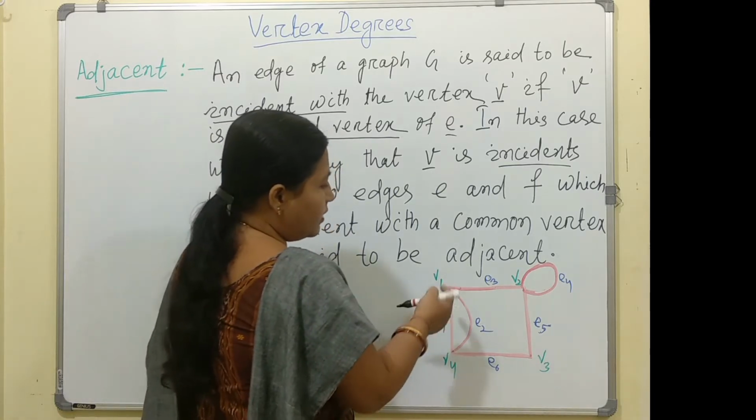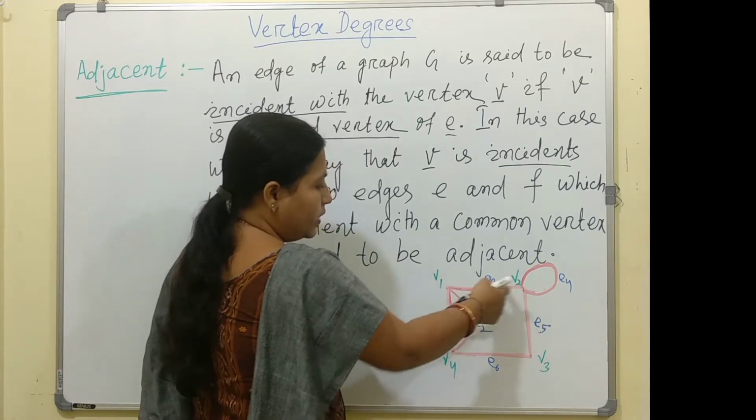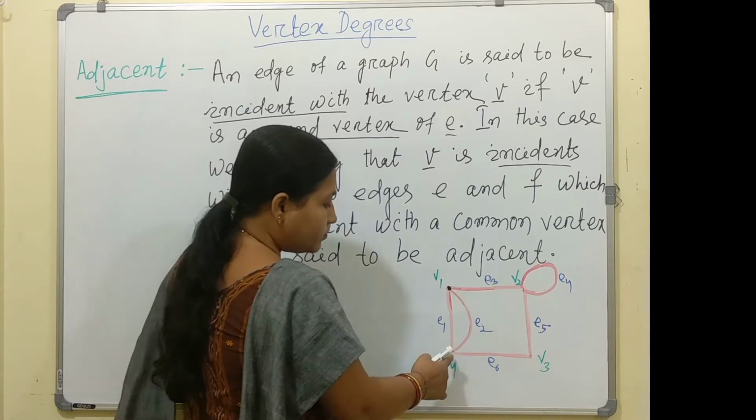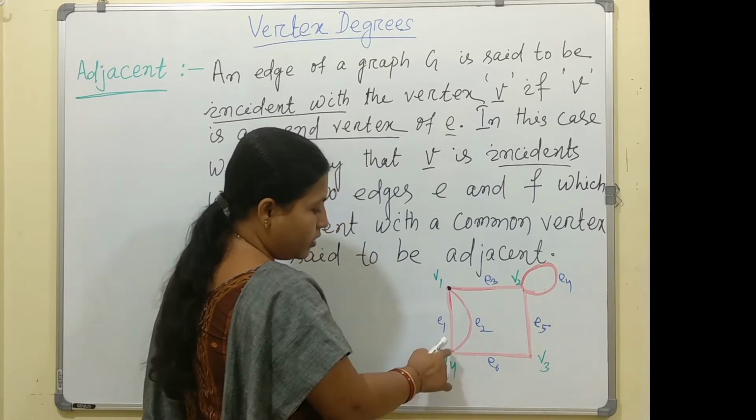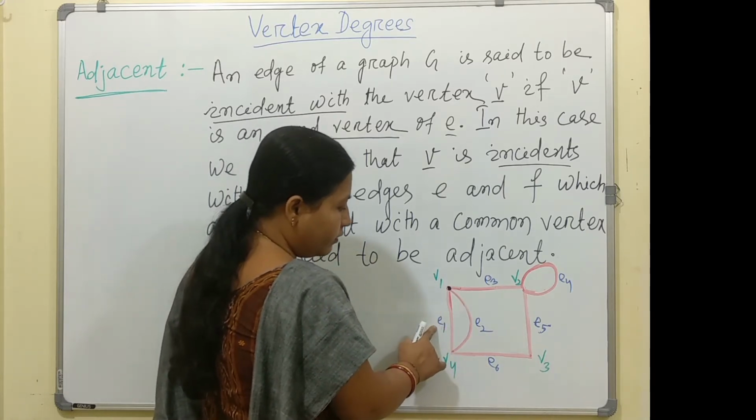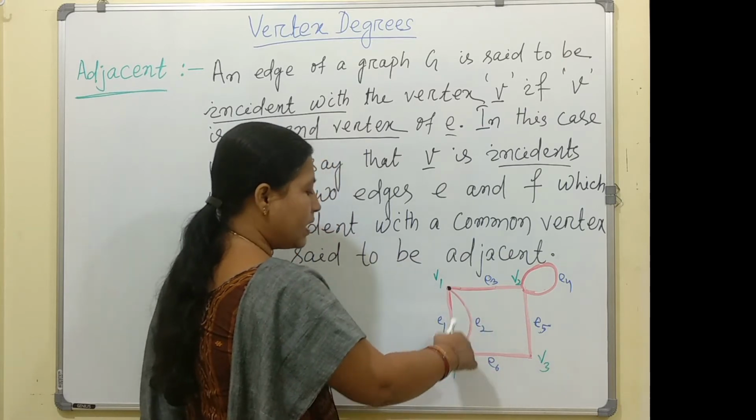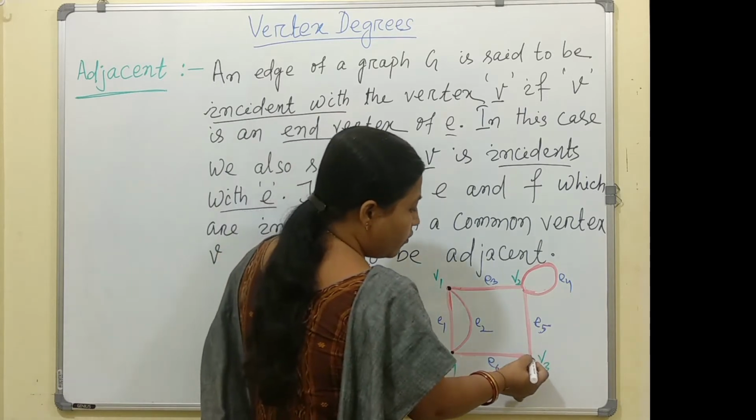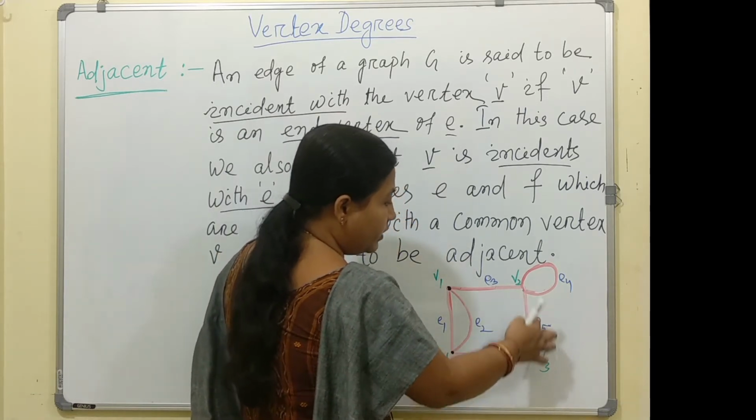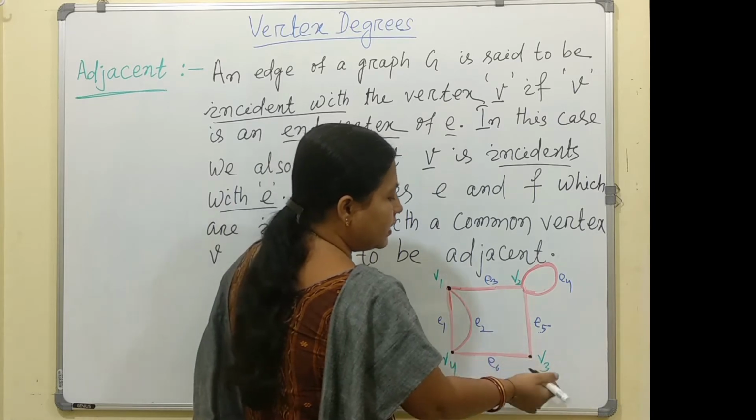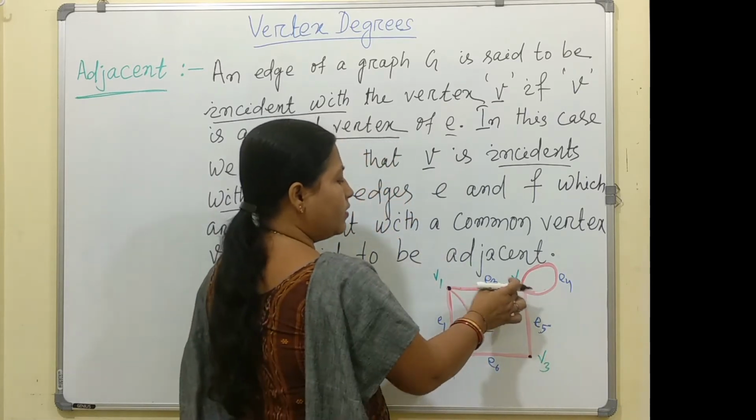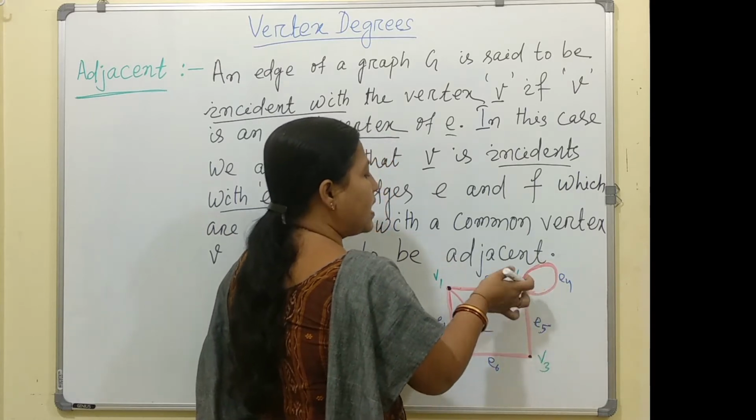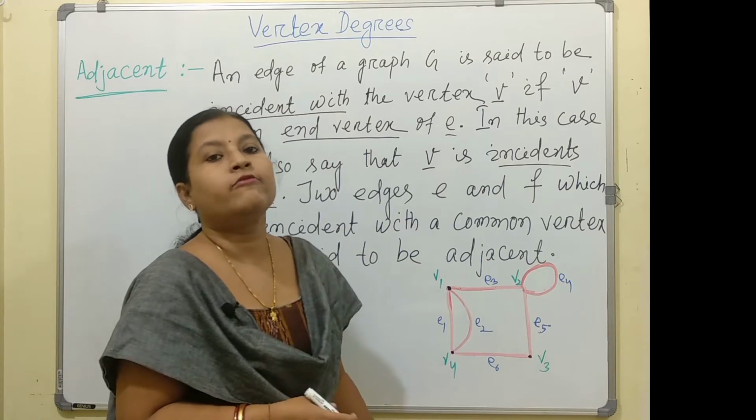Similarly, we can say that E1, E2, E3 are incident with the vertex V1. For the vertex V4, E1, E2, E6 are incident with V4. Also, E5 and E6 are incident with V3, and E3, E5 and E4 edges are incident with the vertex V2.